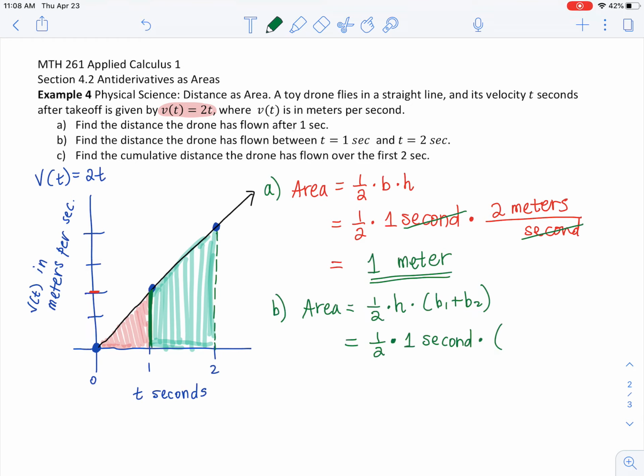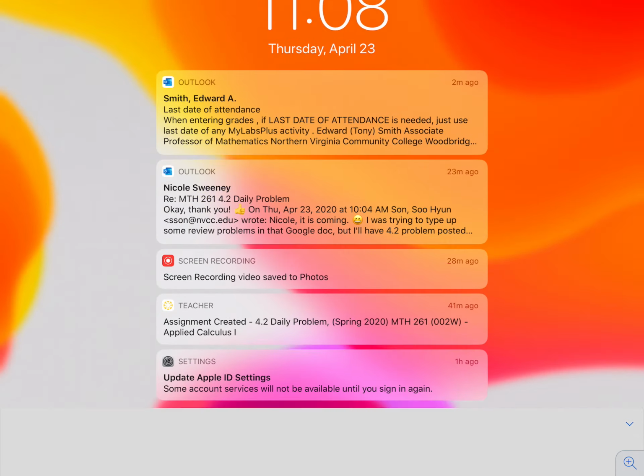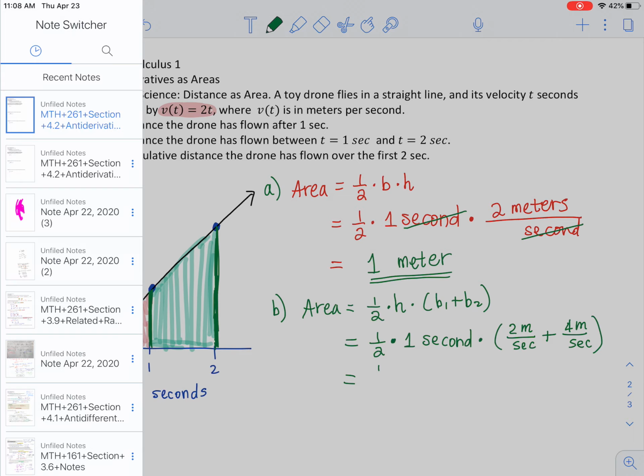We want to still maybe write down the units carefully. Yeah, let's do that. 1 second. That's the 1 second difference, right? Times. Now, if I add base 1 and base 2, that's going to be, well, this distance, that's going to be 2 meters per second, plus, now what about this one? If I get that value, that's going to be 4 meters per second, right? And I'll get 1/2 times, what happened?